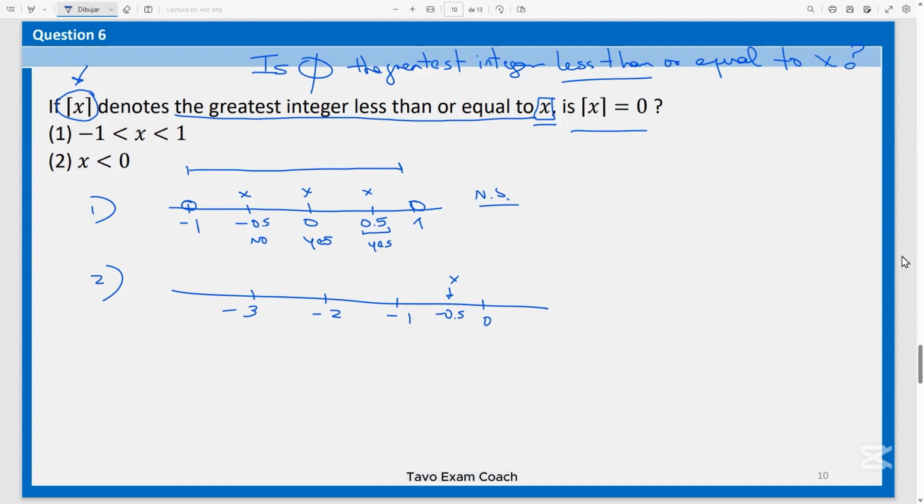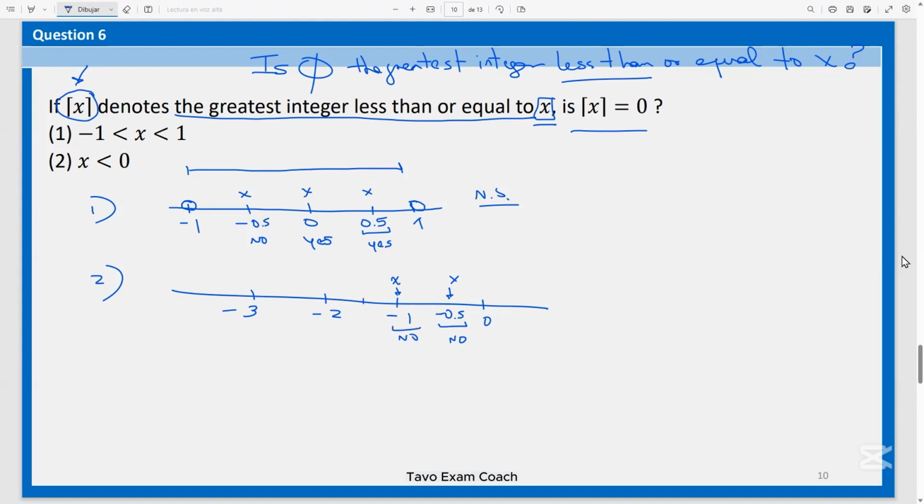Is 0 the greatest integer less than or equal to x, that is, to negative 0.5? Never, because 0 is greater. It's not the greatest integer less than negative 0.5. The greatest integer less than negative 0.5 would be negative 1. So the answer to the question here is a no. If we pick negative 1 as our possible value for x, 0 is not less than negative 1. So again, we have a no.